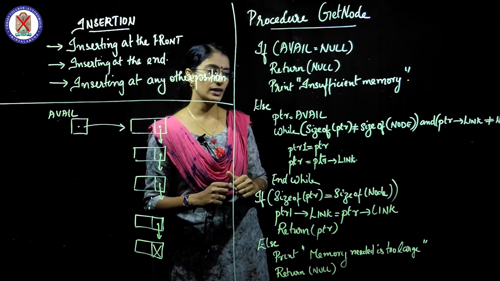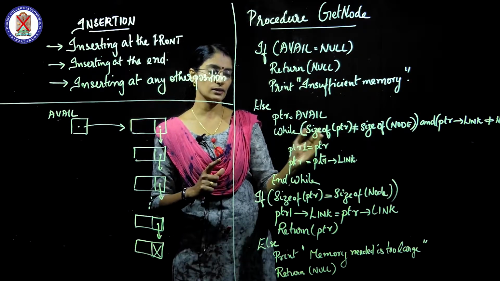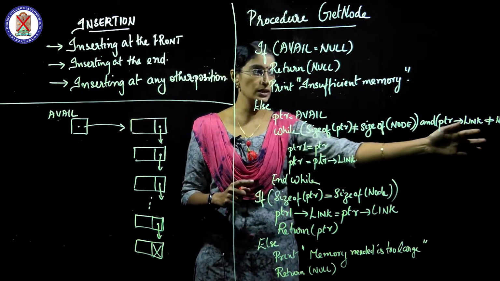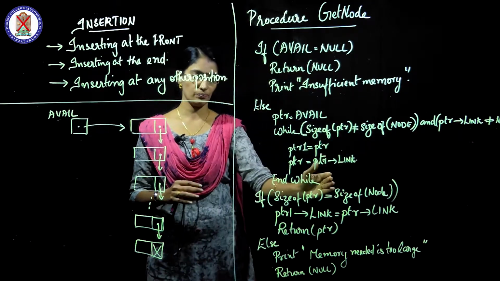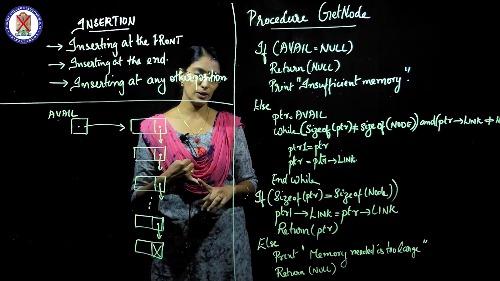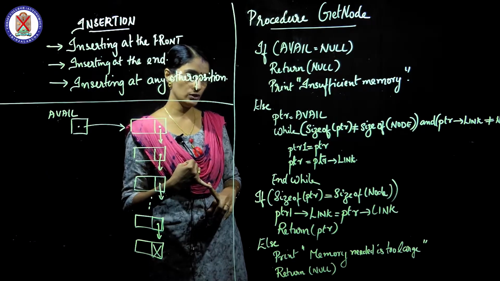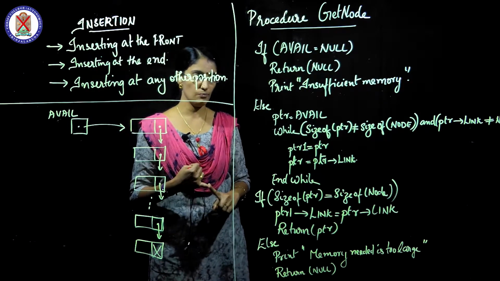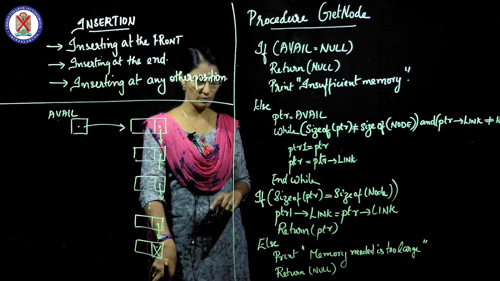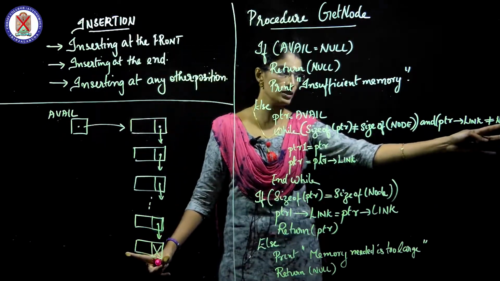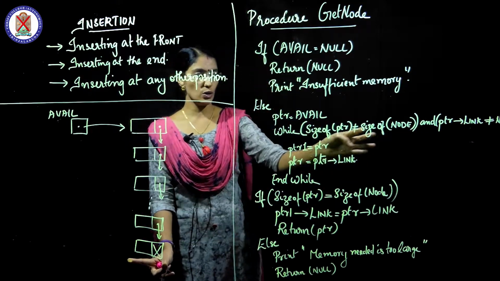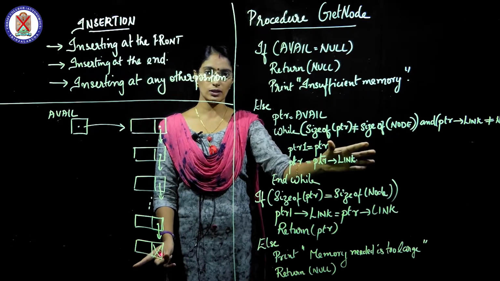Now next we have the while condition. In this we compare the size. If size of ptr is not equal to the size of node and ptr of link is not null, we go on searching. So what does this loop mean? When do you have ptr of link as null? When we reach the last node in the memory. So ptr of link equal to null means you have reached the end of the memory, and size of ptr not equal to size of node means you have not got the size.